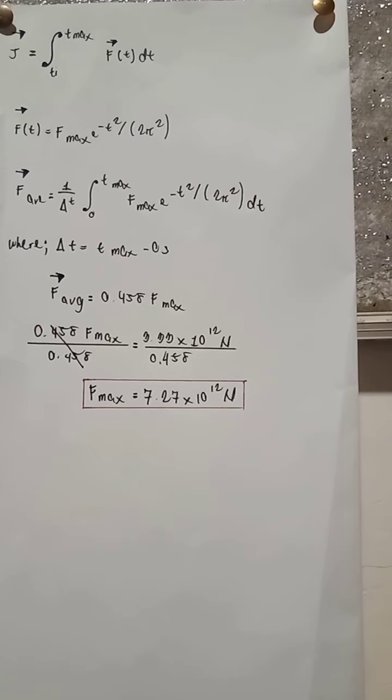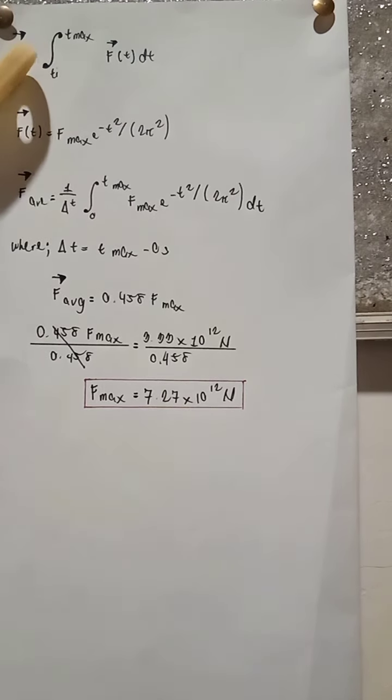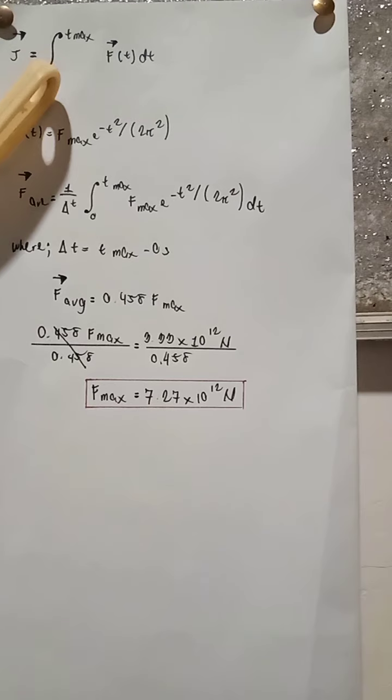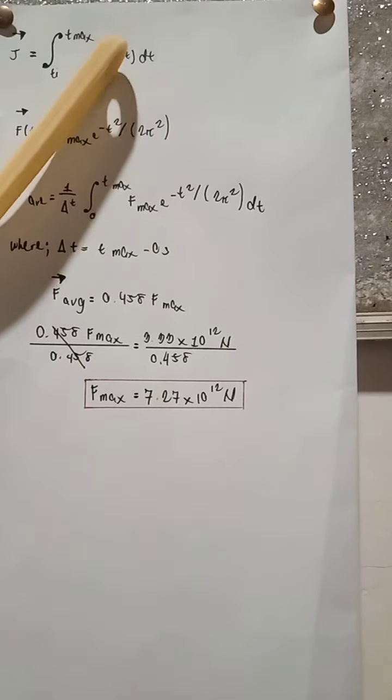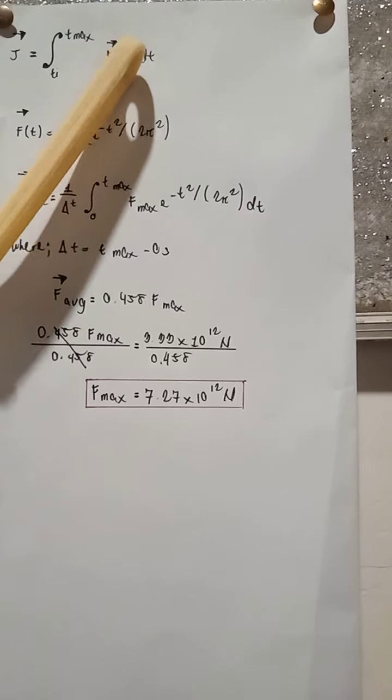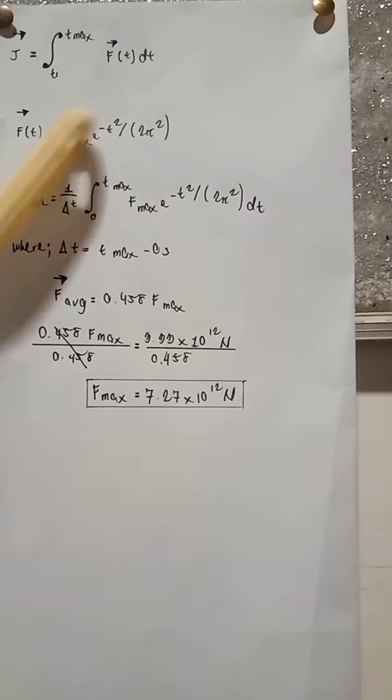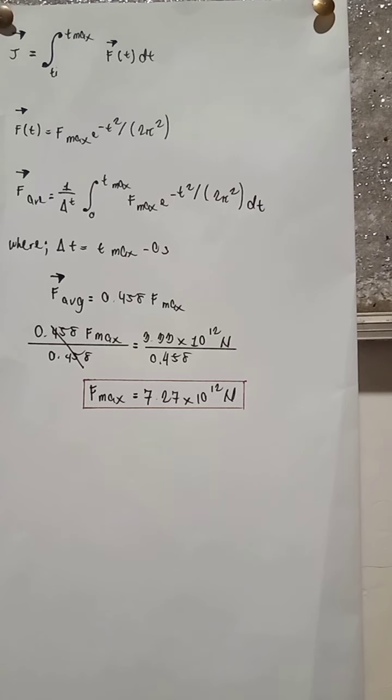Next, we calculate the maximum force. The impulse is related to the force function by J equals the integral from T initial to T max of F of T dt. We need to make a reasonable choice for the force as a function of time. We define T equals 0 to be the moment the meteor first touches the ground. Then we assume the force is a maximum at impact and rapidly drops to 0.